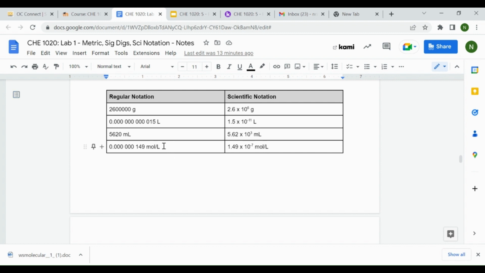If I'm dealing with a really, really tiny number, well, I'm moving the decimal place in the opposite direction. There's 3, there's 6, there's 7. So 1.49 times 10 to the minus 7. When I'm moving the decimal place to the right, I'm going to have a negative exponent. All right, so negative exponents are numbers that are smaller than 1. Positive exponents, numbers that are bigger than 1.